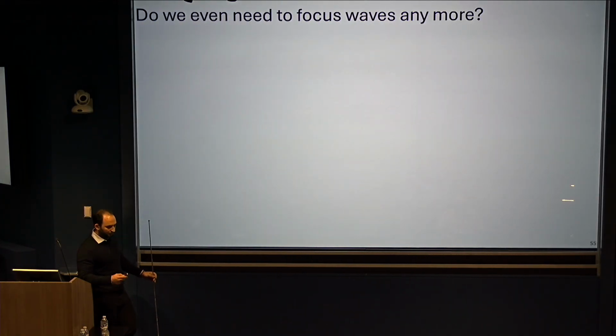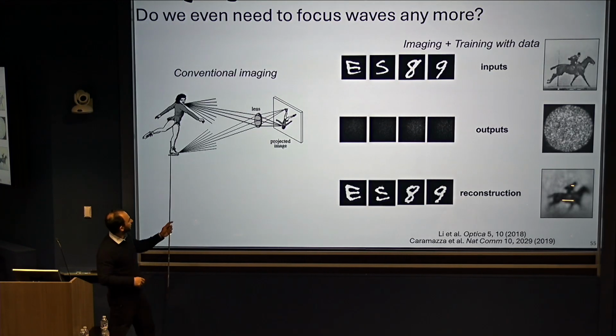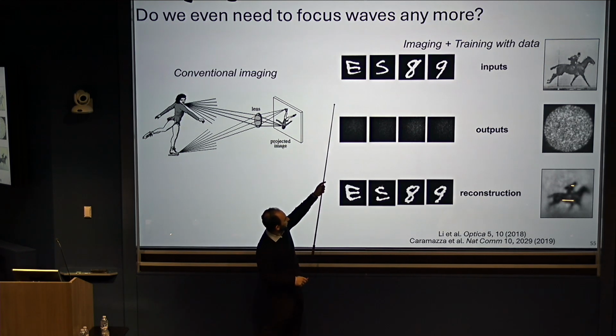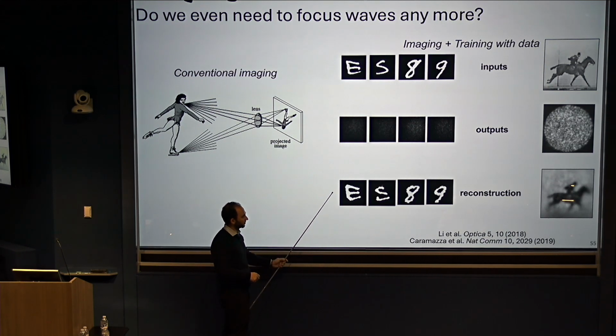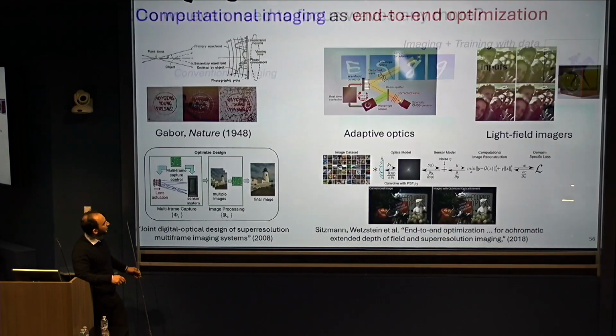And then briefly, let me end where I should have started. Do we even need to focus waves anymore? It used to be that with imaging, you wanted a lens to produce an image. Now you start with an input, you produce a speckle pattern, and you use deep learning, and you get your image. Do we need to focus light?